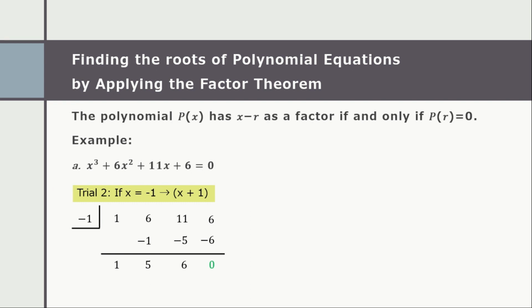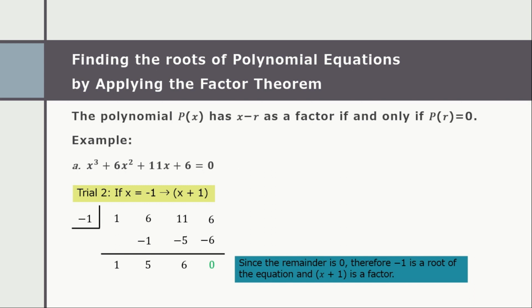And positive 5 multiplied to negative 1 will give us negative 5. Then 11 plus negative 5 will give us positive 6. And positive 6 multiplied to negative 1 will give us negative 6. Then 6 plus negative 6 will give us 0 as the remainder. Since the remainder is equal to 0, therefore, negative 1 is a root of the equation and x plus 1 is a factor.